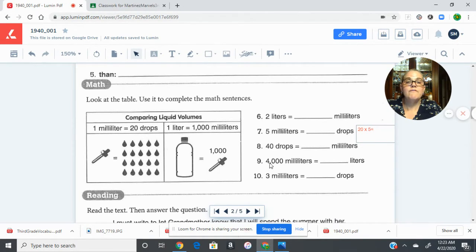And then number 9, 4,000 milliliters is equal to how many liters? Well, 1 liter is 1,000. So if I have 4,000, that means I have how many liters? And then number 10, 3 milliliters is equal to how many drops? So 3 of these is the same as 3 groups of 20. So we're again doing another little bit of math here. This time it's 20 times 3, or you could skip count by 20. Either one's fine.